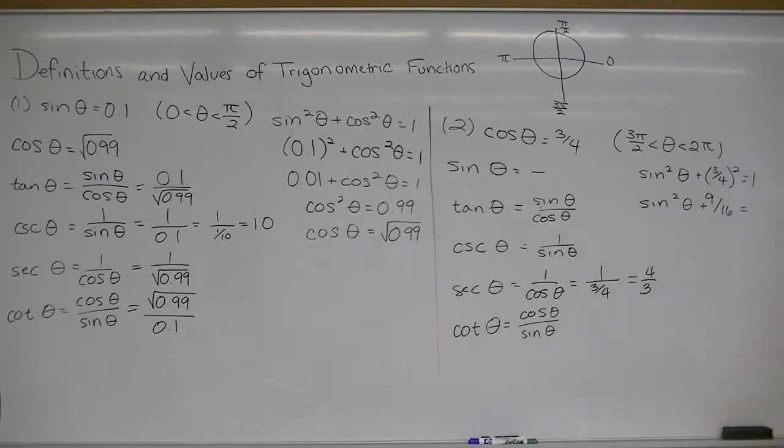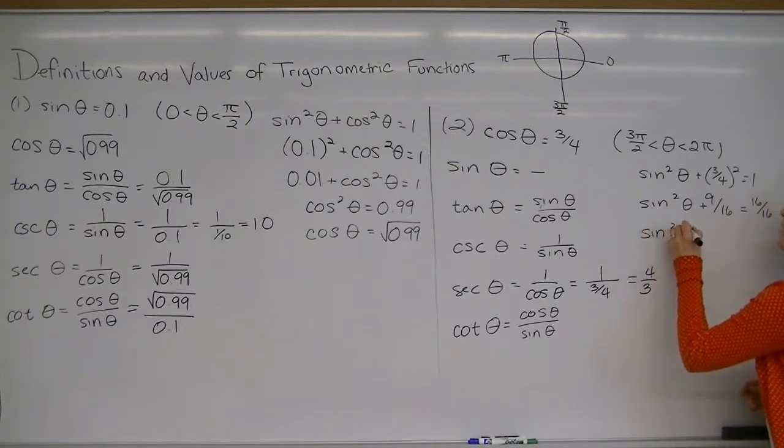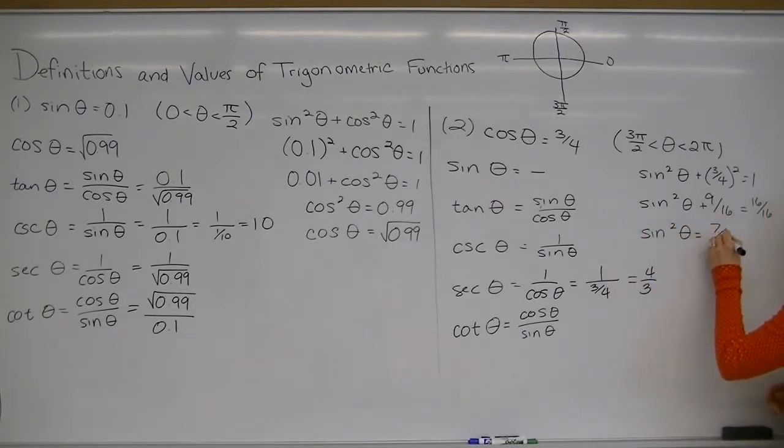And then the 1, I'm going to write as 16 over 16, just because that means I'll then have a common denominator. It'll make my life easier when I start subtracting. Or when I move this 9/16 to this side, which I'm going to do right now. So I get 7 over 16. And this was again where we needed to know that sine is definitely negative where we are in the circle. So sine of theta is going to be the negative square root of 7 over 16.